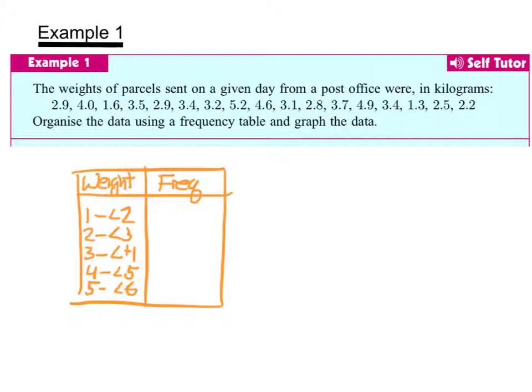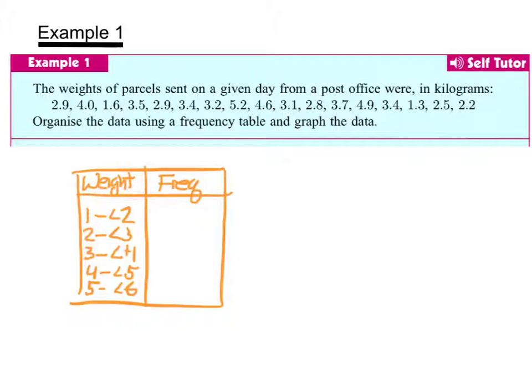Now notice the symbols I'm using here. I have 1 to less than 2. This means that 2 is not included in the first class interval. So if I had the value 2.0, it would actually go in the second class interval, which is 2 to less than 3. And again, if I had the value 3.0, that would be in the third class interval. So this is very important notation, which you should remember when you're writing a frequency table for continuous data.